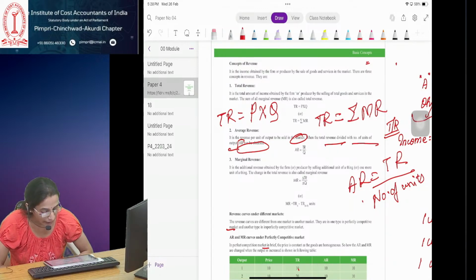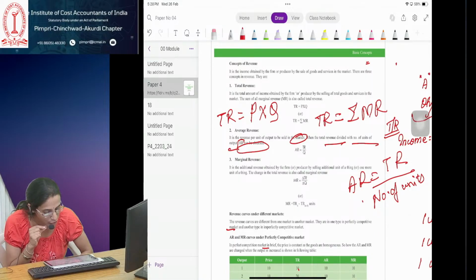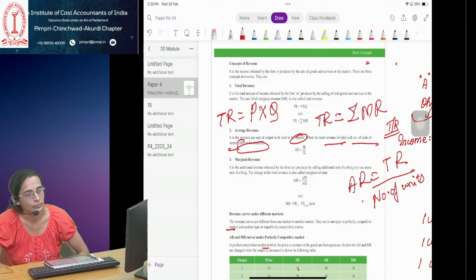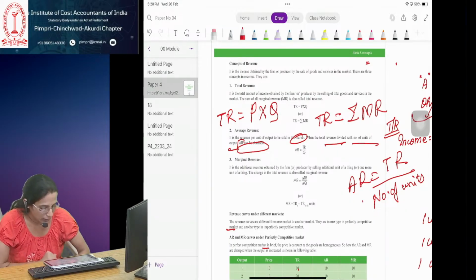Marginal revenue is the additional revenue obtained by the firm or producer by selling an additional unit, one or more units, of a thing. The change in the total revenue is also called marginal revenue. Change is what? The margin or addition that it brings, right?